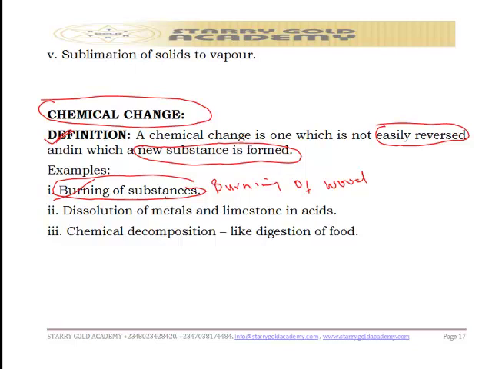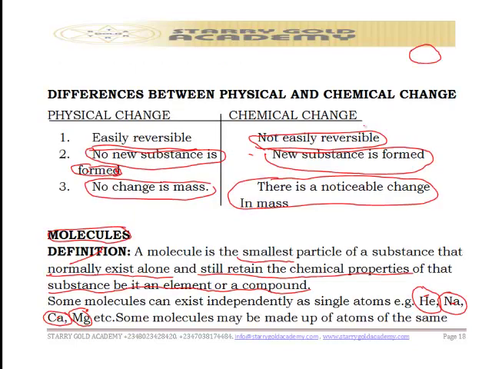In our previous class, we also talked about chemical change. If you look at the screen very well, we have where it is circled: not easily reversed, and new substance are formed. In chemical changes, new substance are always formed.